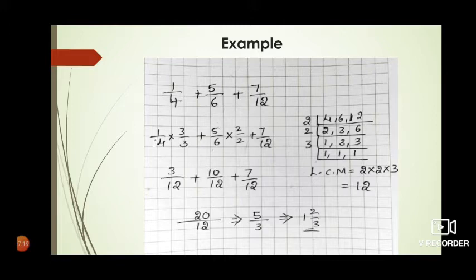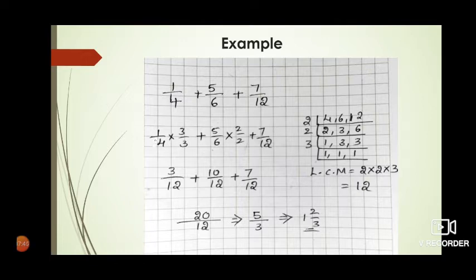First, if you see, all three fractions have different denominators. One is 4, one is 6, one is 12. So we cannot perform the addition or subtraction between these. So first we have to convert. If you want to convert into the same denominator, which is the least number we can take? We can find it by taking the LCM of the denominators.